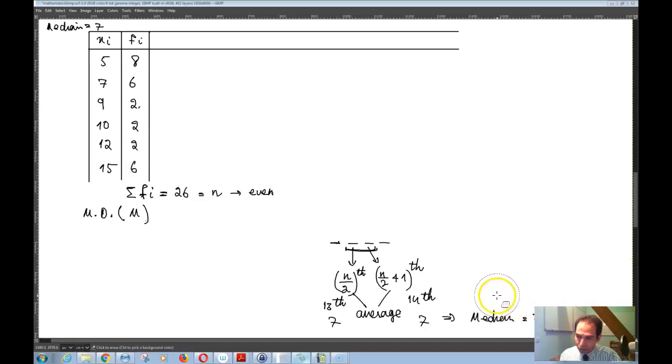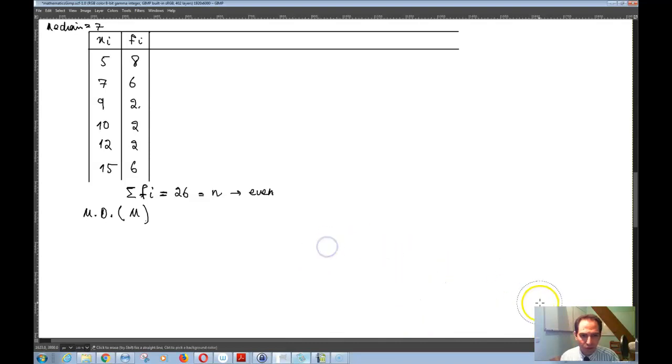But of course, if you had more data, you would have to find the cumulative frequency of all of those. We have already talked about that. You know how to do it.